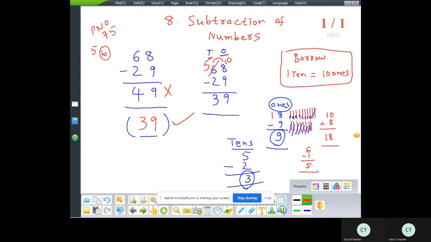68 minus 29 is equal to 39. Here Madhavi gave answer 49. 49 is the wrong answer. 39 is the correct answer. Our correct answer is 39. Now question C.